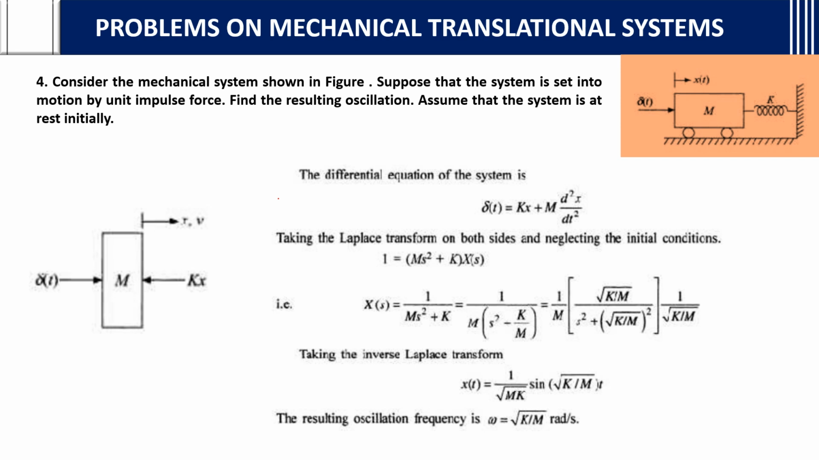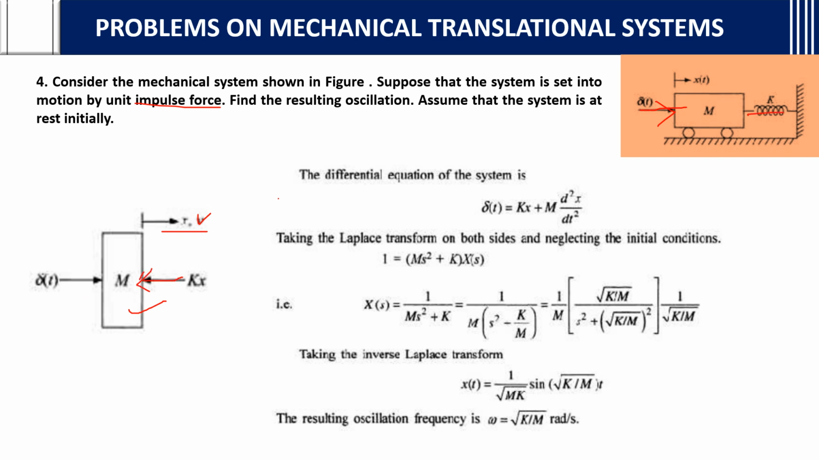Here, first you will write the mass element. Then the applied force is what? Impulse force they told. So delta of t. Then x is the displacement. We will consider even the velocity. Then one more is the spring element. So the spring element will be in the opposite direction, that is kx.